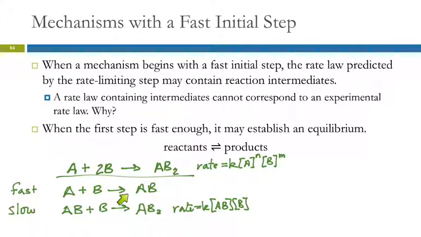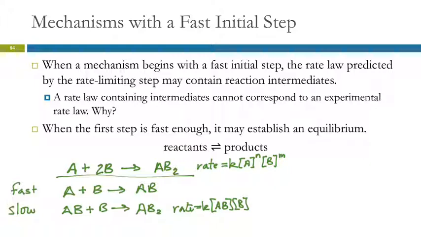So if this is the fast step and this is the slow step, the slow step is going to determine the rate. The rate law for that slow step may not be exactly the same as the rate law for the overall reaction because this has an intermediate in it. There's no combination of exponents that we can use to make this into this, right? I got a couple of nodding heads. Does that make sense? Okay.